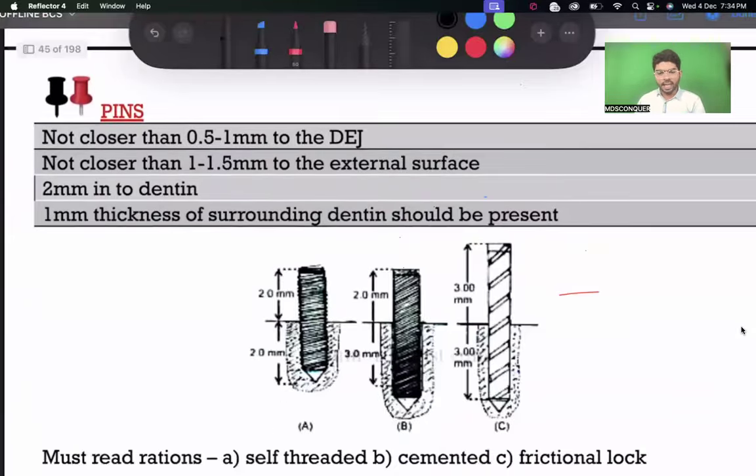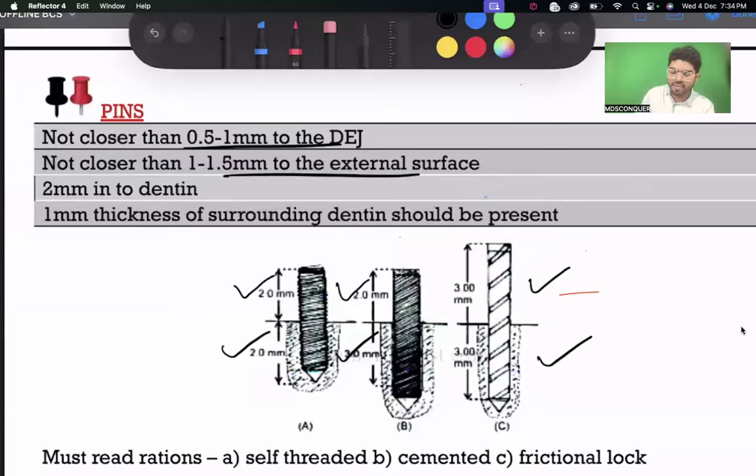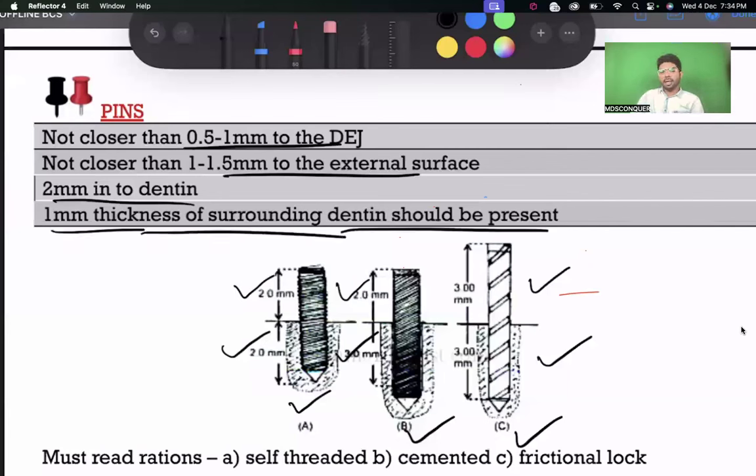A few other lines which are taken from your PP books, so they can ask you a diagram-based question also. Self-threaded 2-2, cemented 2-3, friction lock 3-3. All we have discussed. Pins should not be closer than 0.5 to 1 millimeter to the DEJ and should not be closer than 1 to 1.5 millimeter from the external surface, and should be surrounded by at least 2 millimeters of dentin. You see, this is 2 millimeters, this is 3 millimeters, this is 3 millimeters. And 1 millimeter thickness of surrounding dentin should be present. The minimal thickness is 1 millimeter.